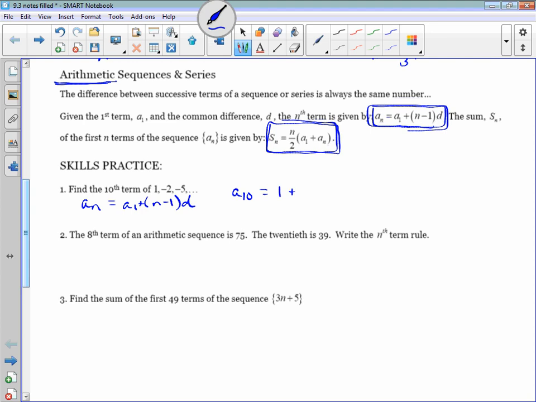1 plus, okay, what's n? 10, so 10 minus 1 times, what is the difference here in my base sequence? Yeah, negative 3. You guys see it's going down by 3 each time? All right. So 10 minus 1, that's 9, times negative 3, negative 27, and then plus 1, negative 26. You remember this? A little bit? Okay. Not too bad, right? Again, you got to just know those formulas.